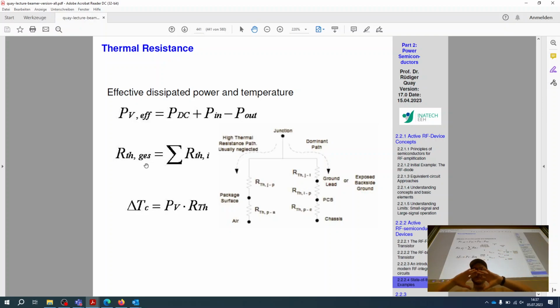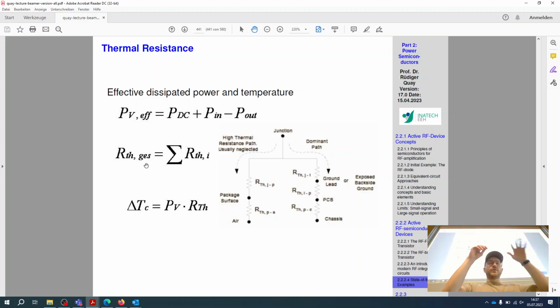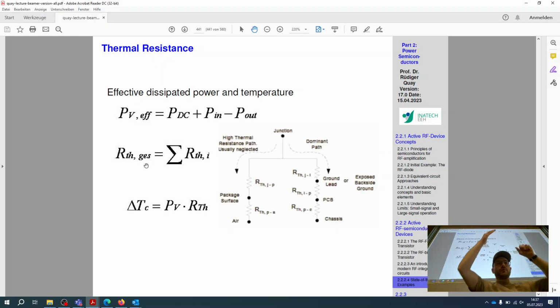So the channel temperature of your power device will not only depend on the device itself, but it will also depend on the respective packaging. You will have two branches: the device itself with its respective thermal resistances, and the thermal resistances of the packaging.